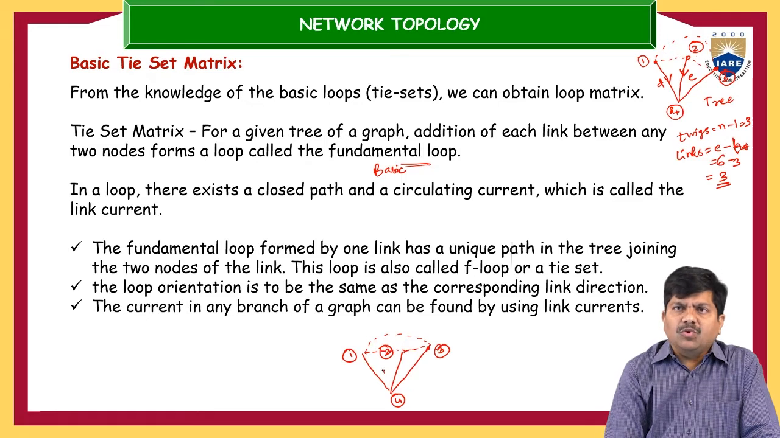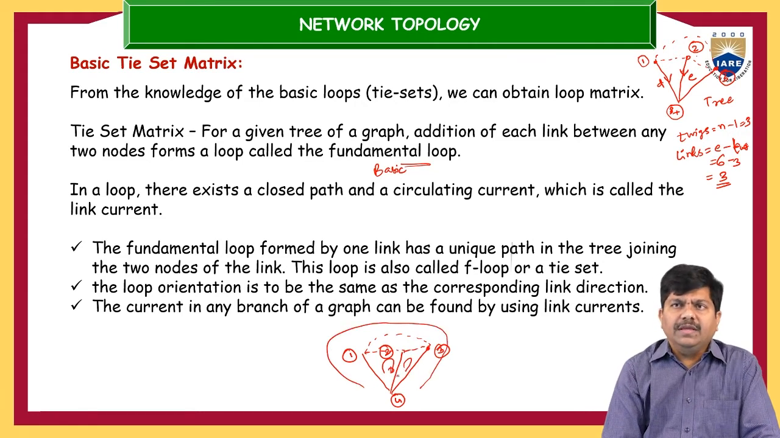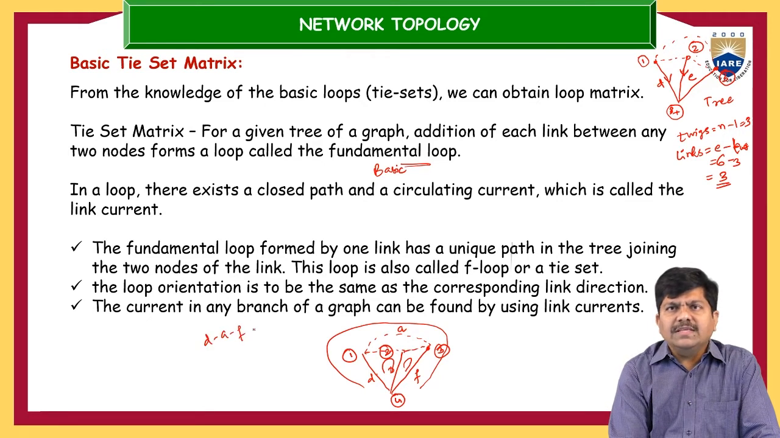See, this is a basic loop, and this is also a basic loop, and this outer cell is also a basic loop. Here, this outer cell, this loop was formed because of three elements. What are those elements? This is element number D, this is element number A, and this is element number F. So this is nothing but one loop.